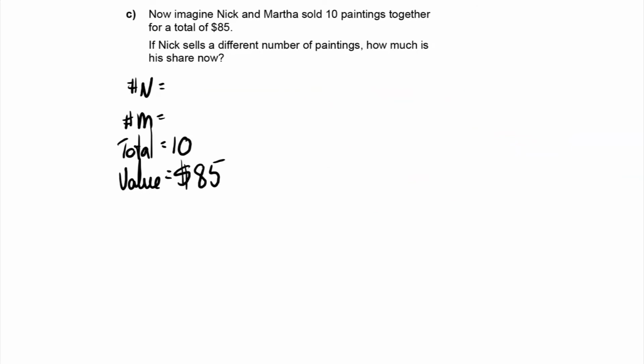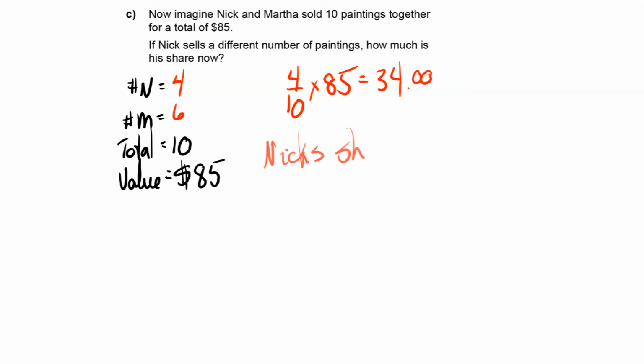Choosing a different number for Nick again. This time he's got 4, Martha's got 6. So 4/10 times 85. So 4/10 of 85 is 34. And it's even, so there's no cents this time. Nick's share of the sales is $34.